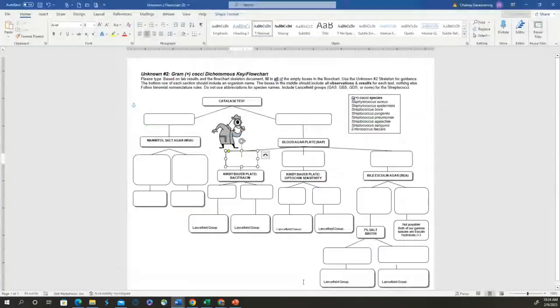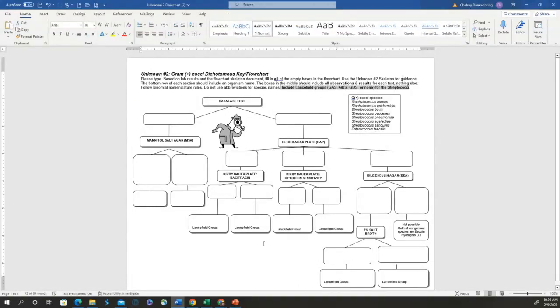But at the end of the day, y'all, this is the document that you are filling in. Okay, so make sure you read all of these directions. Okay, there's a lot of important things for you to remember. Notice I tell you about those Lancefield groups for some of these organisms. When you're doing the Lancefield groups, there are only 4 possibilities that you can write down. Group A strep, Group B strep, Group D strep, or none.